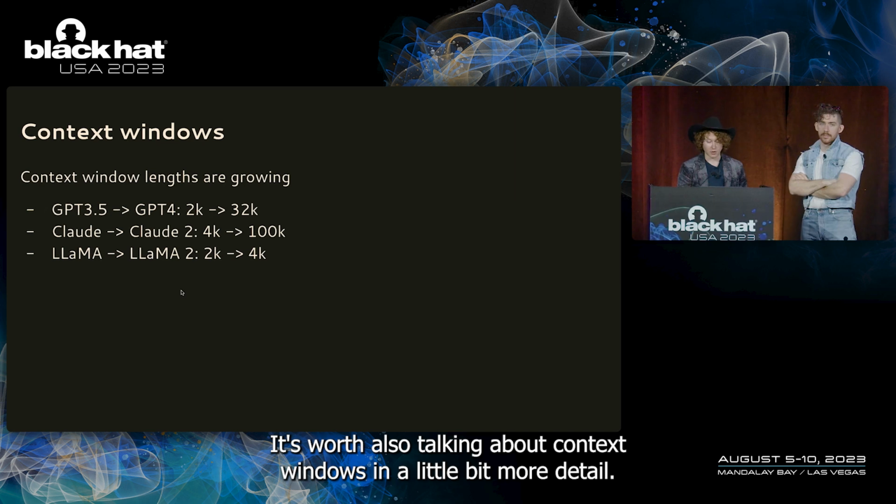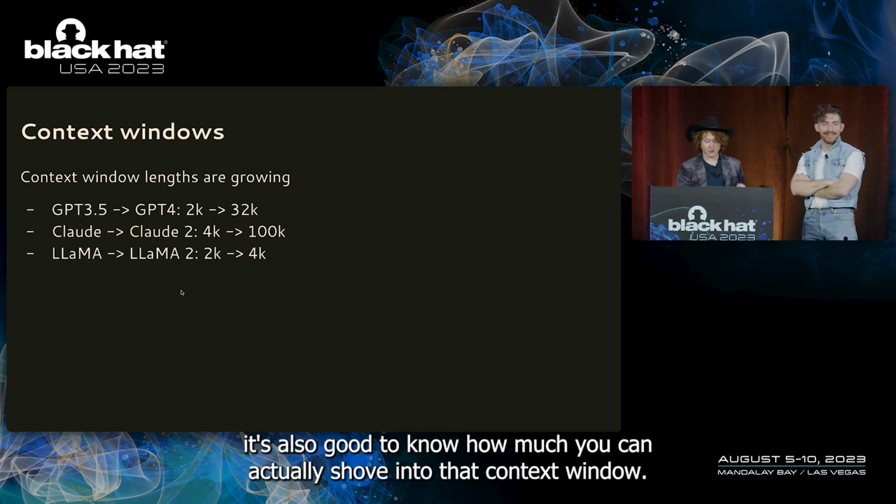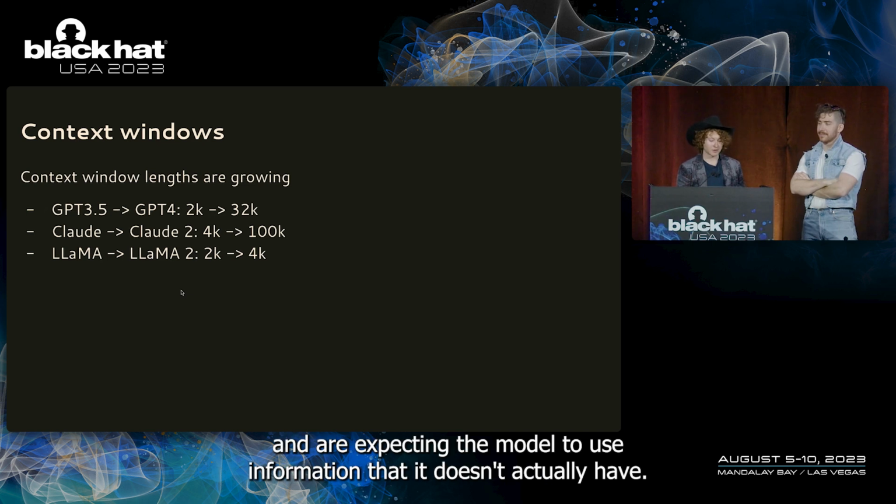It's worth also talking about context windows in a little bit more detail. If you're going to be doing some prompt engineering, it's also good to know how much you can actually shove into that context window. You don't want to be in a position where you've run over the token limit and are expecting the model to use information that it doesn't actually have.